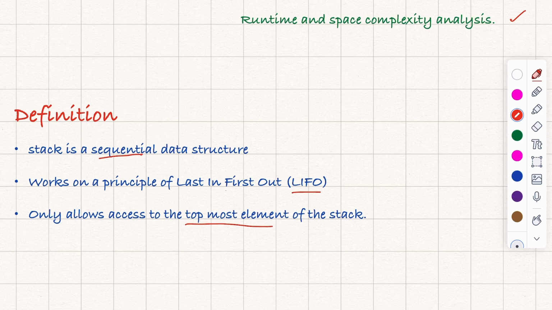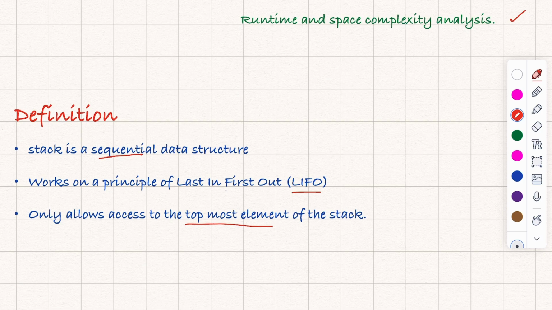So let's take a deeper look at this definition. First, stack is a sequential data structure. By sequential data structure, we mean that you cannot randomly access any element of the stack just like that. There's a certain order which starts from the start or end of the stack, and in order to access any other element, you have to go through all the intermediate elements. That's a sequential data structure.